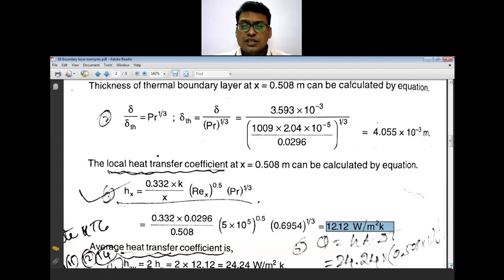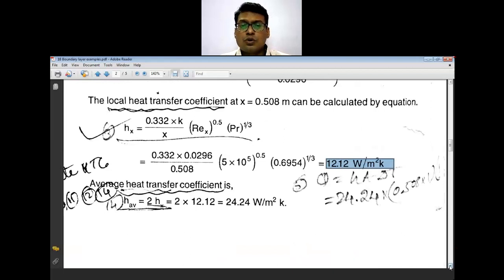Then next, what is asked is the average heat transfer coefficient. This is what the local heat transfer coefficient that is calculated. So the average heat transfer coefficient, H average, is equal to 2 times the Hx. Or you can also calculate Q, which is equal to H A delta T. So H is this value, the area for the plane, that is your cross sectional area, and the temperature difference. From there you can calculate the total heat transfer in watts.